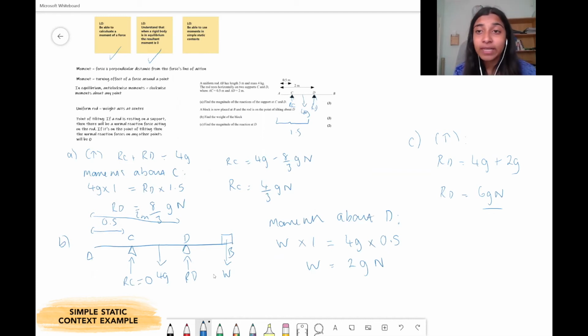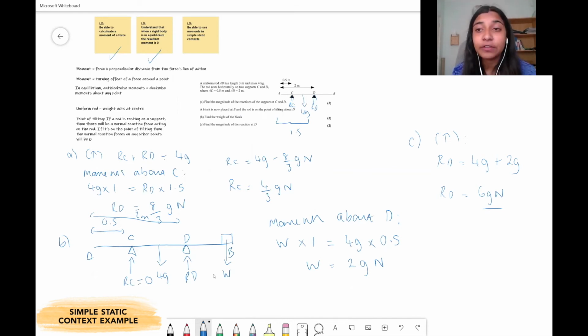The main takeaways that you should take from here is just that if anything is at rest, then you know that if you resolve vertically, then your resultant force will be 0. Also, if it's at rest, you know that your anti-clockwise moments will equal your clockwise moments.